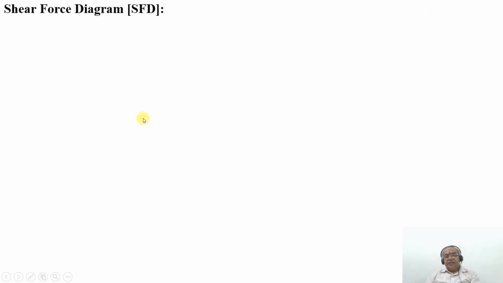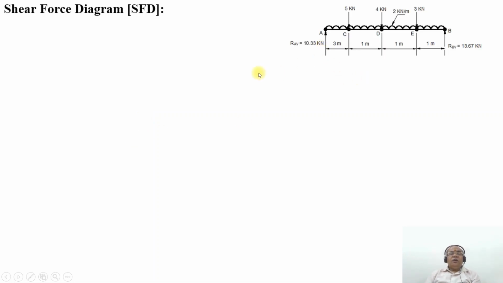Now we will write the shear force diagram. What will be the shear force at the point A? The shear force at the point A is acting upwards, so the reaction is acting upwards. Section to the left side which is acting upwards, the load will be the positive value by sign convention, which will be equal to plus 10.33 kilonewton.